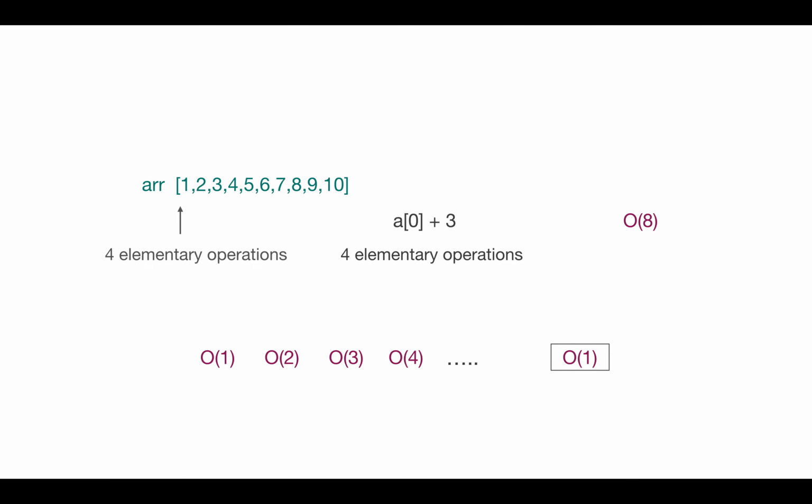Every operation which does not depend on input is considered a constant time operation. Addition, multiplication, accessing any data, returning a result, these all are constant time operations.